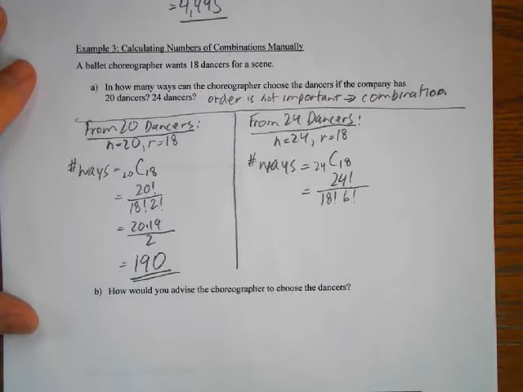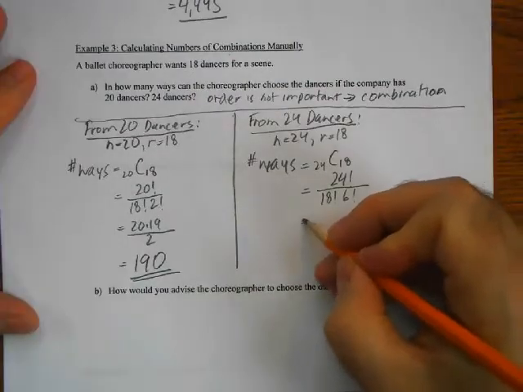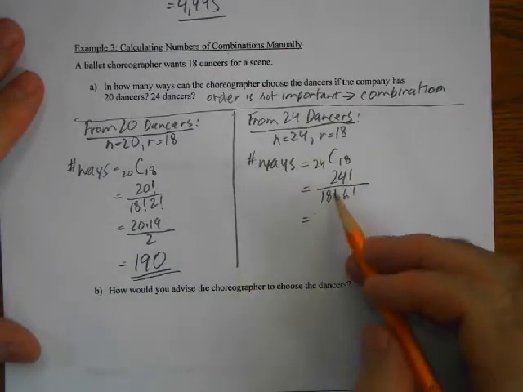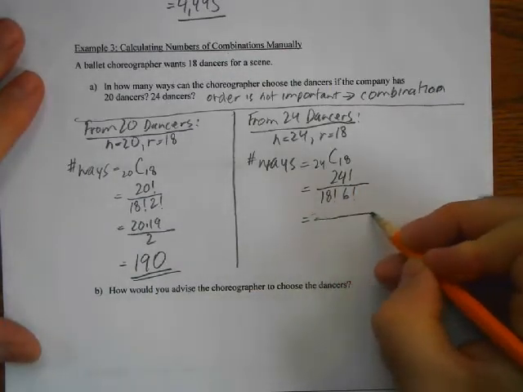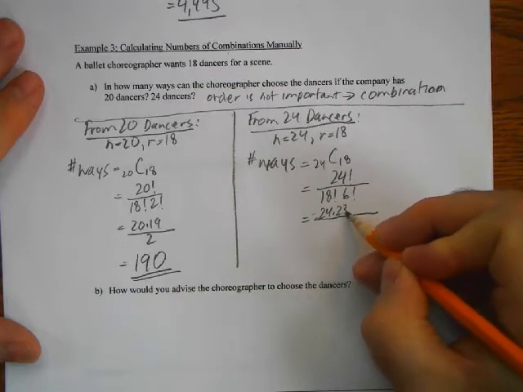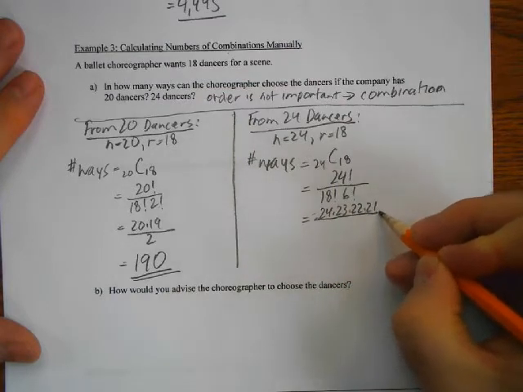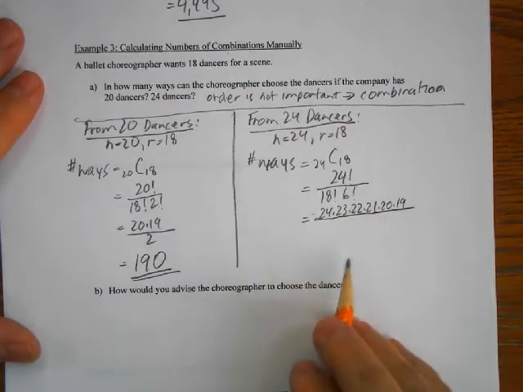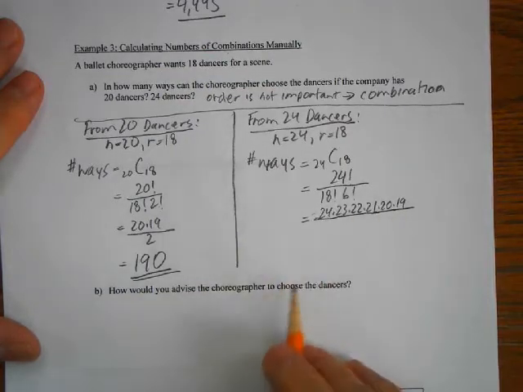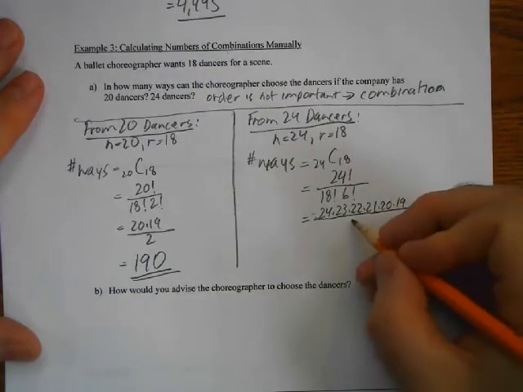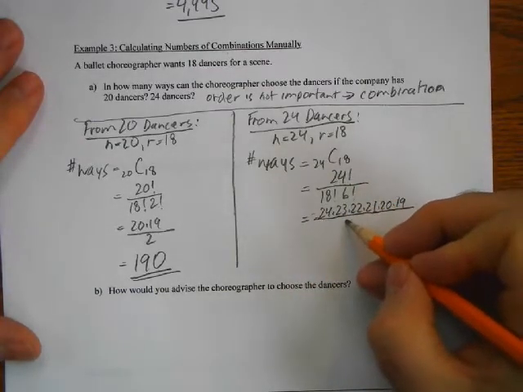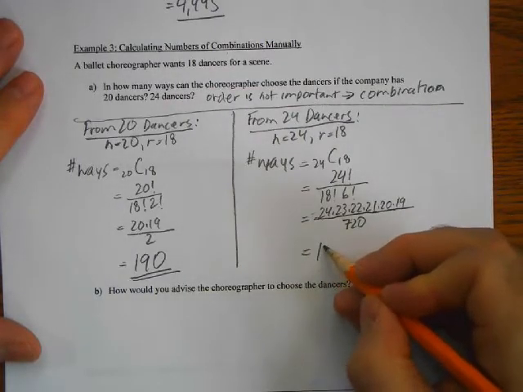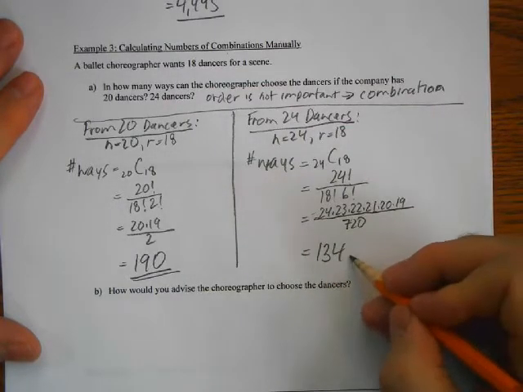So this is probably something you do on your calculator, but if you want to do it part manual, part calculator, the 24 and the 18 factorials will reduce to 24 times 23 times 22 times 21 times 20 times 19. That's probably a good indication to do it directly on the calculator. But 6 factorial, which stays on the bottom, is 720. And when you do that math, you get a much bigger number of 134,596.